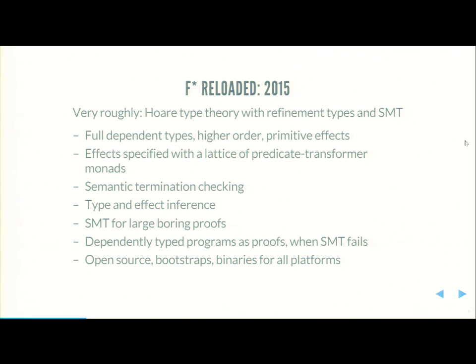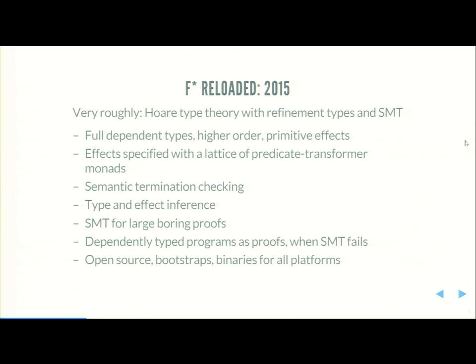Instead of having just one effect, we have a lattice of effects, and there are monad morphisms among these predicate transformers that build the lattice. We do semantic termination checking. So as opposed to relying on, say, a syntactic guardedness condition in Coq, termination checking in F-star is done semantically with respect to a well-founded ordering that the language includes.